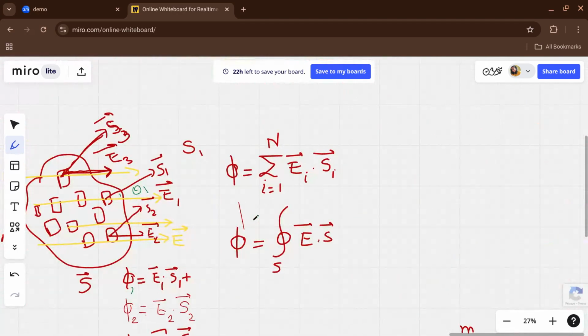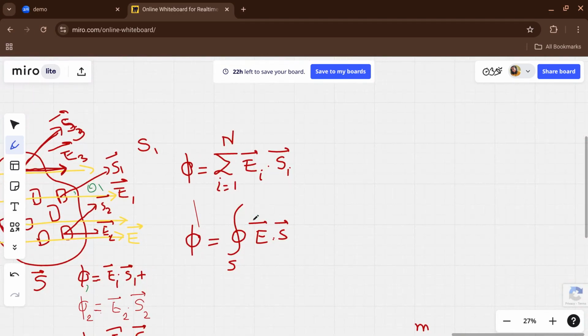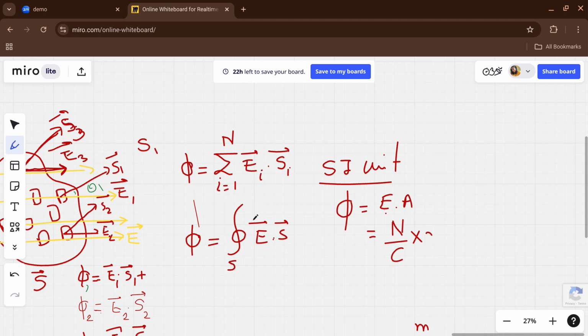So if I want to calculate the SI unit of flux, how do we calculate? Flux is E bar dot A bar. Now we'll substitute the SI unit of E bar, which is Newton per coulomb, force per unit charge, and area is meter square. So the SI unit of flux is Newton meter square per coulomb. Usually we mention it like this. When I use 1 Newton meter square per coulomb of flux, then that can be counted as 1 Weber.